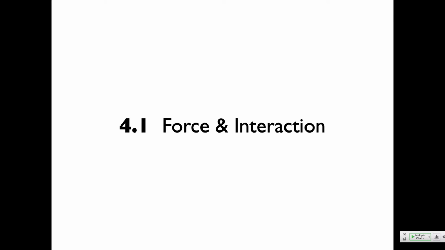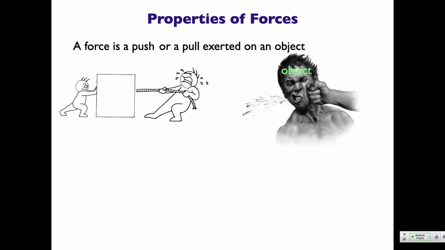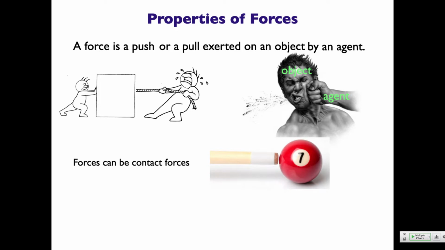So as always, we have to start with some definitions. So we'll talk about forces and some properties of forces. So a force is described as a push or a pull exerted on an object by an agent, okay? So something has to act on something else. Forces can be contact forces, meaning interaction forces because things are physically touching, but you can also have long-range forces like gravity, right? There's nothing touching a ball as it falls. That's why it's called free fall, okay?